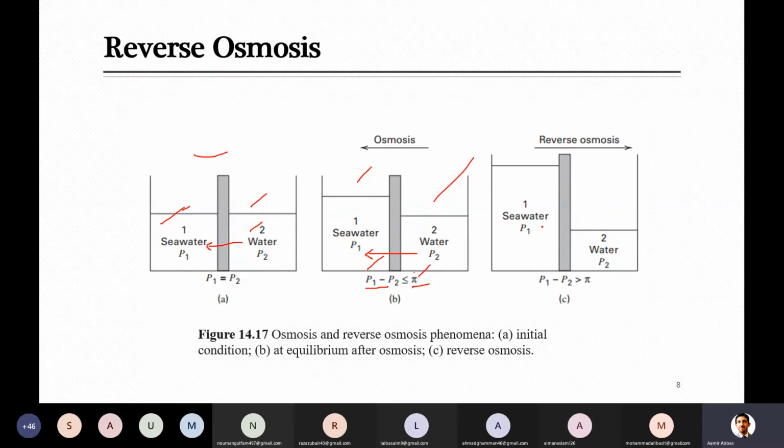And later, if we want to reverse this phenomenon, what we have to do is push this seawater through the membrane towards the pure water side, because we need pure water, we need clean water. So in order to do that, you have to reverse the natural process, where the difference between these two pressures is less than the osmotic pressure. You have to create a difference between these two pressures that is greater than the osmotic pressure. Then you will actually be pushing the water through this system.